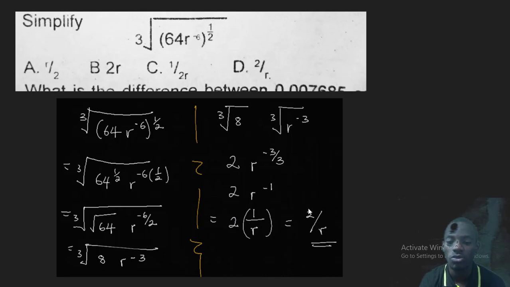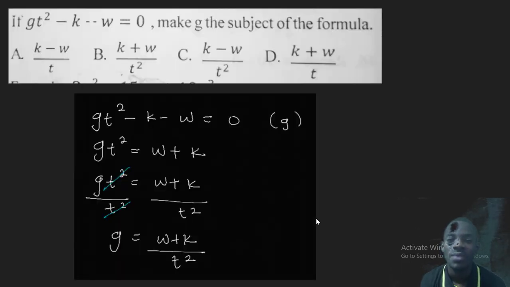The 2 will go on top, it will give me 2 over R as my answer, and that is it that we could get for instance. Let's talk about subject of formula. Now here we have this thing. To make something the subject means to make it stand alone.